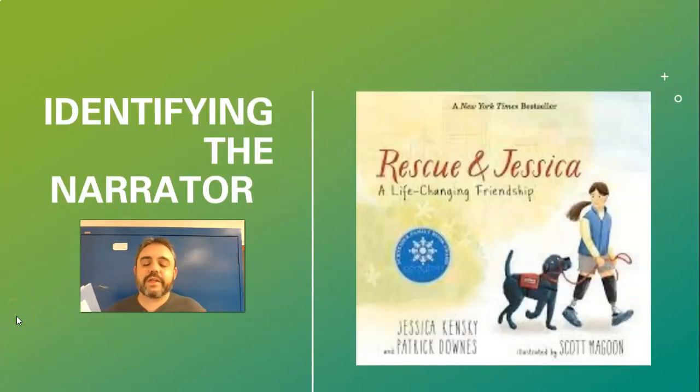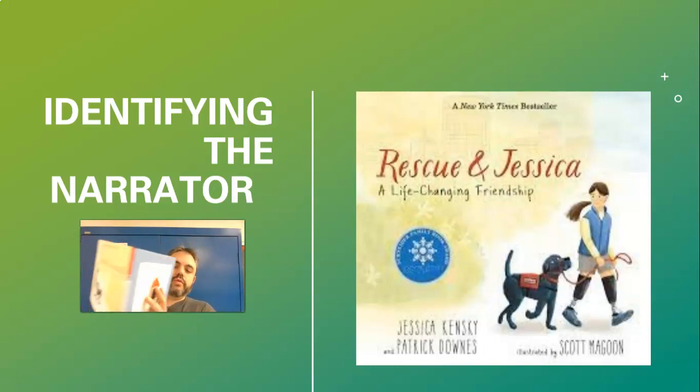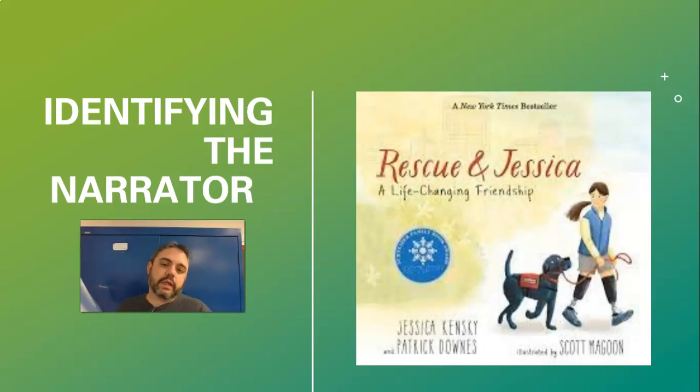And that second example comes from a wonderful, wonderful book. Oh my goodness, so good. Called Rescue and Jessica. Remember, we read this in the first semester. It's about, as the title says, a life-changing partnership between Jessica, who is an amputee, and Rescue, who happens to be a service dog. So I'm going to read from my own copy here. And I'd like you to pay attention, just like we did in the last example, to some of the grammar that you hear, some of the word choices, and see if you can identify the narrator.